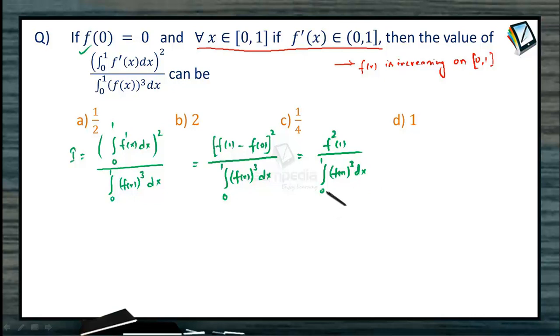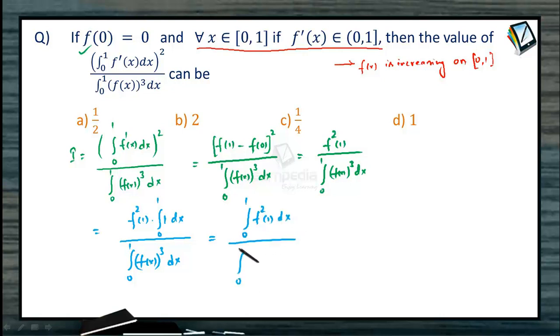Now can we rewrite the numerator value as f square 1 into integral 0 to 1 dx? Yes, this would be x between the limits 1 and 0, so it will be 1, by integral 0 to 1 f of x whole cube dx, right? Now when I wrote this 1 as a number inside the integral, the constant f square 1 can be taken inside the integral. So can we rewrite this as integral 0 to 1 f square 1 dx by integral 0 to 1 f of x whole cube dx.